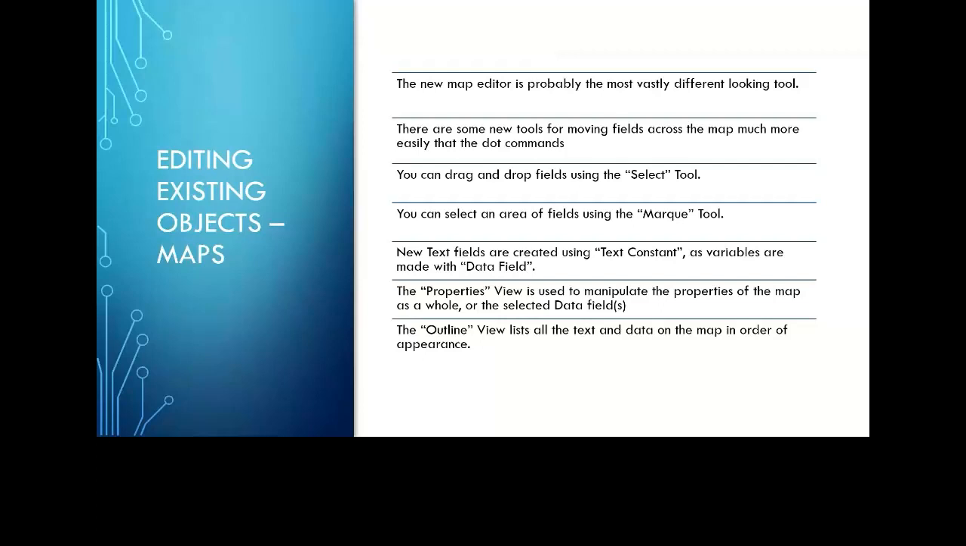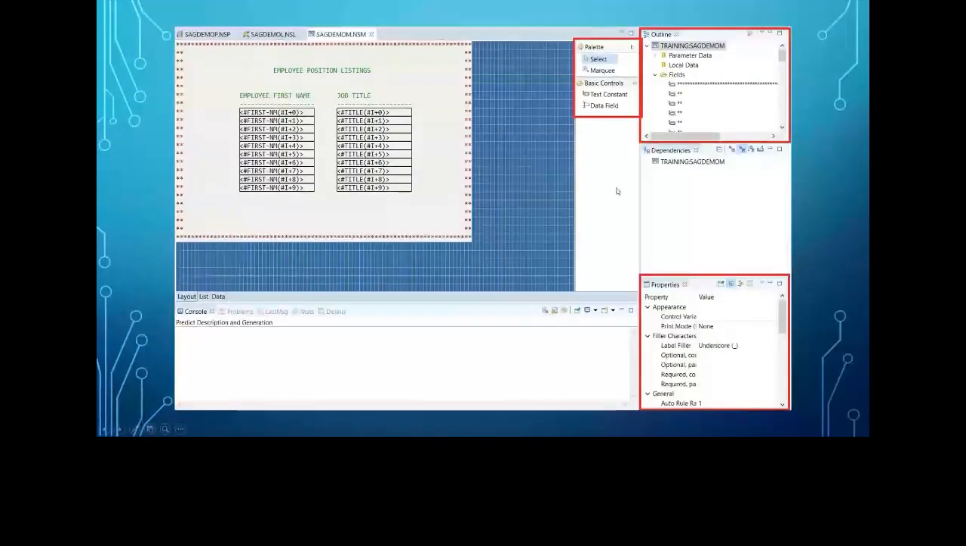Here's my example map. And if you look, I have highlighted on the top left the palette, which shows you the tools that I listed, the select, the marquee, the basic controls for creating text constants and data fields. To the right of that is the outline, which, as I said, lists all of the things on your map. Text constants, and scroll down would be variables, but you can't see them in there. And since I have nothing selected, if you look on the bottom, the properties will be the properties of the map as a whole and not the properties of a variable.